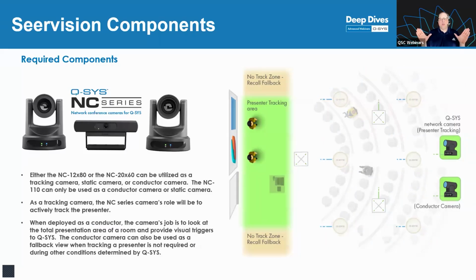Its job is to hang back, observe the complete area of the presentation space, and tell Q-SYS, is there an additional person in that presentation space? Has our instructor moved from a lectern to a whiteboard position? We're utilizing AI to track that presenter, but we're using another instance of AI. So in this case, we would need a two-channel server for that conductor camera.